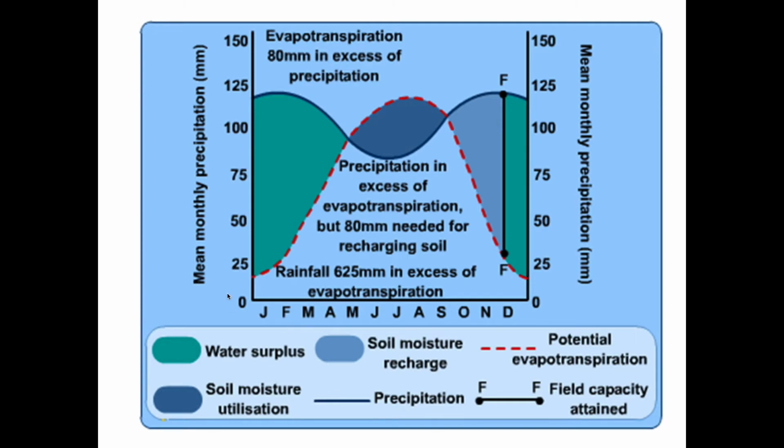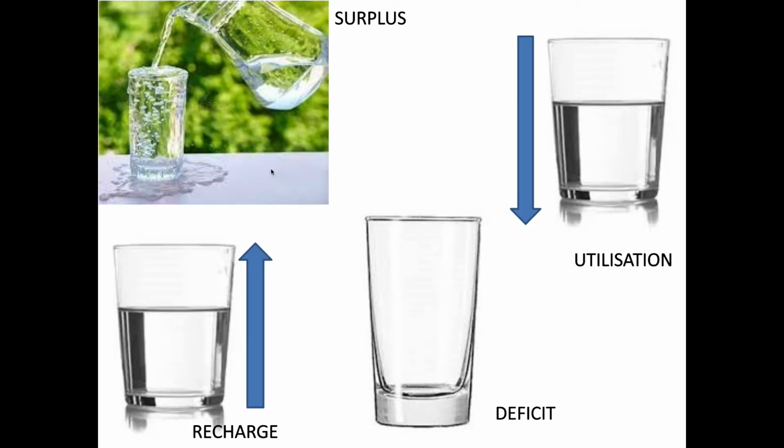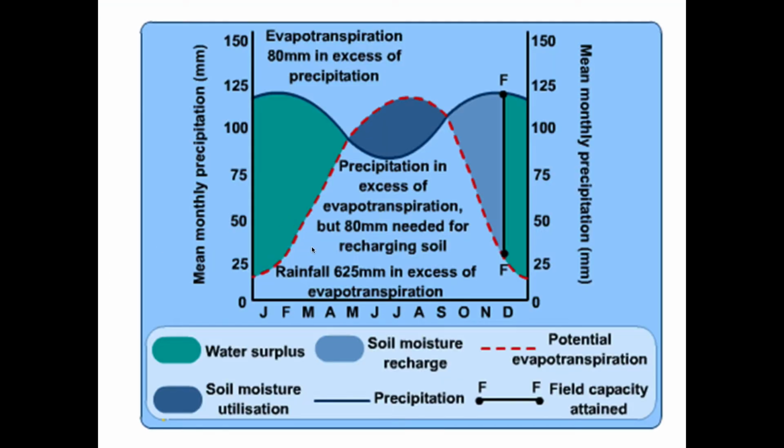What we then do is we colour them in, and we colour them in to try and give a sense of what situation is happening in terms of the water balance. Is there too much water everywhere? Surplus. Is the water being used up? Utilisation. Have you run out of water? Deficit. Or is your water store all filling back up? Recharge.